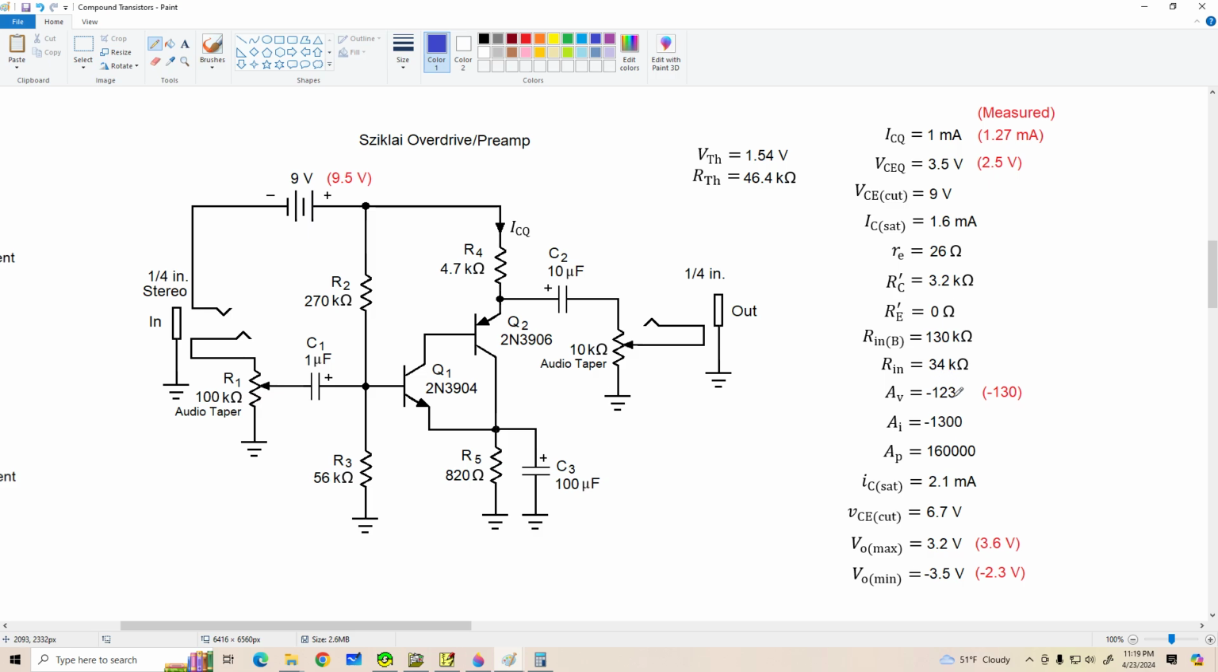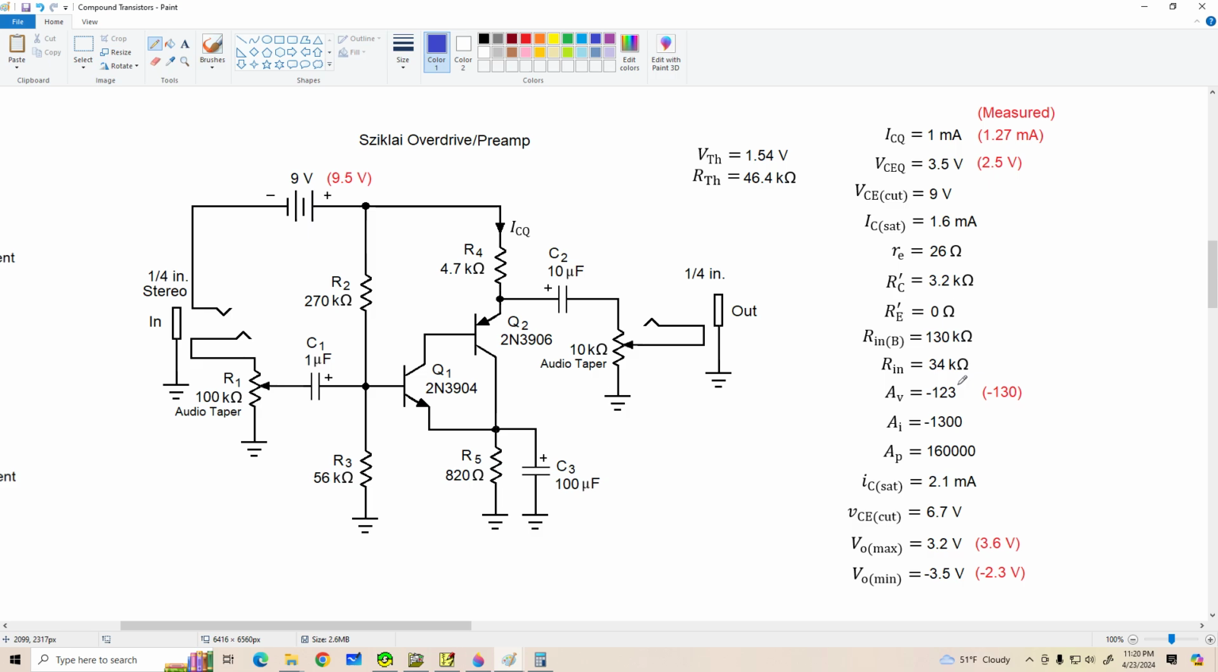We've got really high voltage gain, negative 123. Current gain is negative 1,300. That's impressive. And finally, the power gain works out to be 160,000 for this amplifier. That's really good. Now all of the large signal quantities, there's nothing different there. We've computed these for other amplifiers. We use the same techniques.